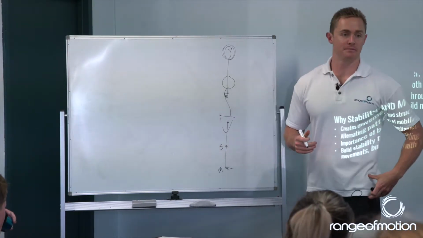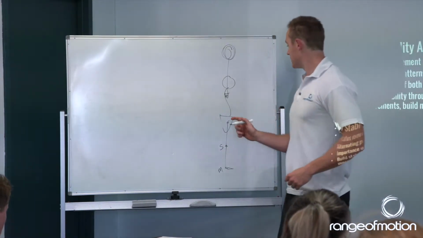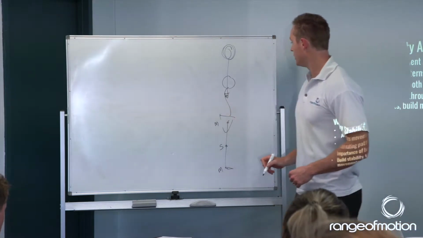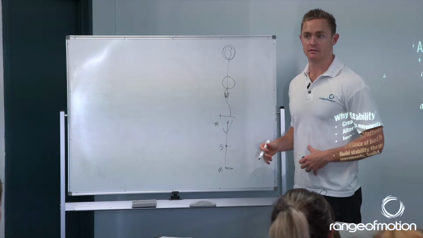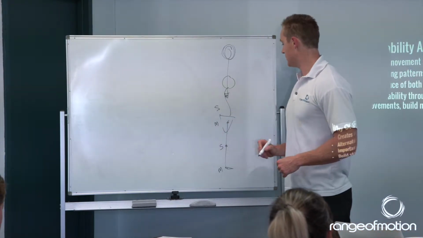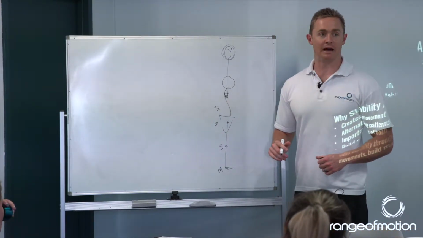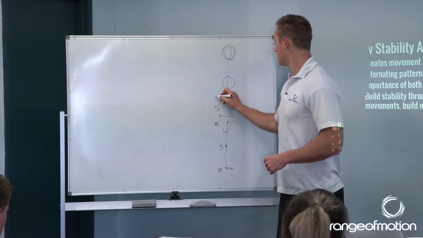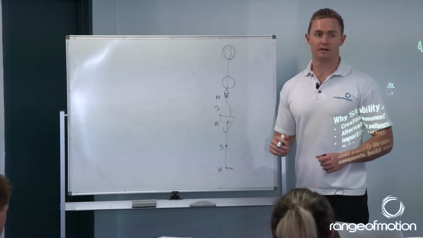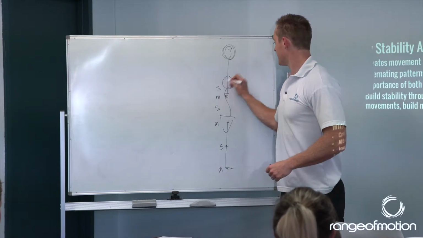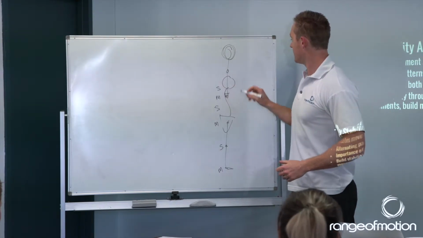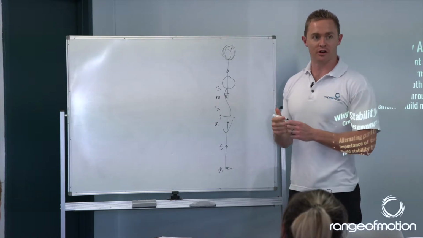How about the hip? Needs to be more mobile. How about the lower back? Stable. Starting to see a pattern. How about the upper back? How about the shoulder? You can see as we go, it alternates.